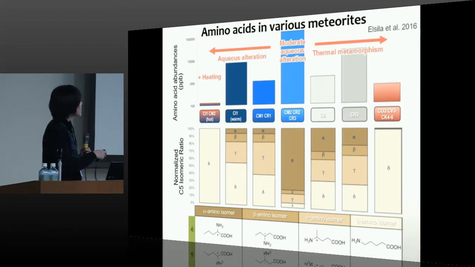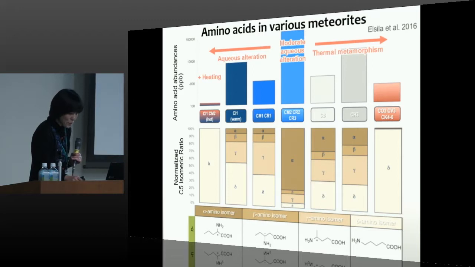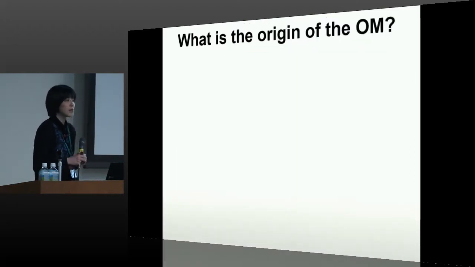So this is basically the same thing if you experience thermal metamorphism. In the case of thermal metamorphism, the amino acid abundance also decreases, and the alpha amino acid portion is decreased as well. So that's the basic idea of what parent body processes do to organic matter in meteorites. So next, what's the origin of the organic matter?